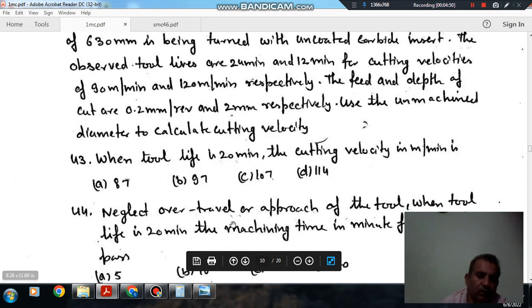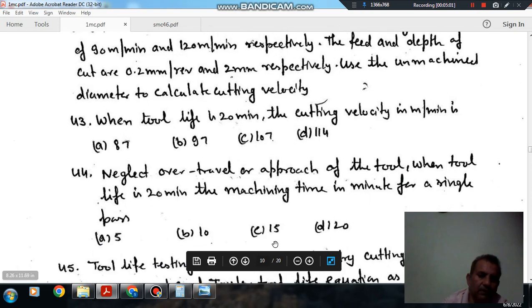Question number 44. Neglect over travel or approach of the tool. When the tool life is 20 minutes, the machining time in minutes for a single pass is: option A 5, option B 10, option C 15, and option D 20.